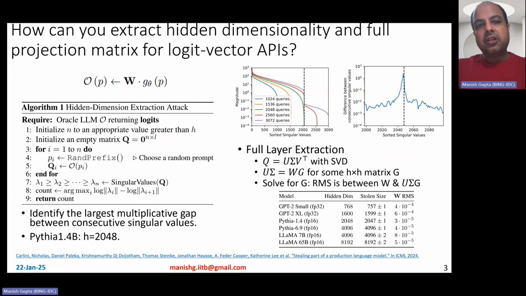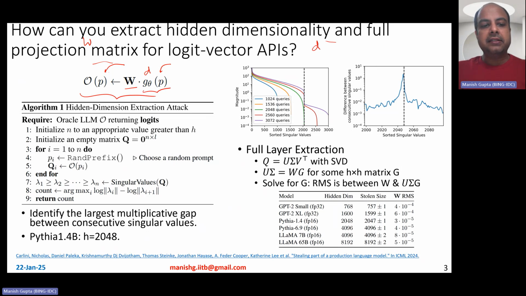Okay. So let's talk about the simplest case. How can you extract the hidden dimensionality and the full projection matrix? Basically, remember the hidden dimensionality is D and the projection matrix is W. You can also call this projection matrix the embedding matrix. So, hidden dimension D and projection matrix W for logit vector APIs. What are logit vector APIs? They're APIs which give you access to the full output logits. Okay. So recall that this is what the API does. It takes an input prompt P and then applies the G theta encoder so as to get an output of dimensionality D, multiplies by the W projection matrix and gives you the output logits. So essentially it gives you the entire set of logits.